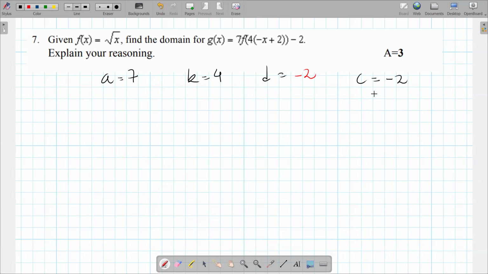So, again, remember, they're going to trick you. This is a trick question. K is not 4. D is not -2. Let's try that again. What's K? Is it 4 or is it -4?